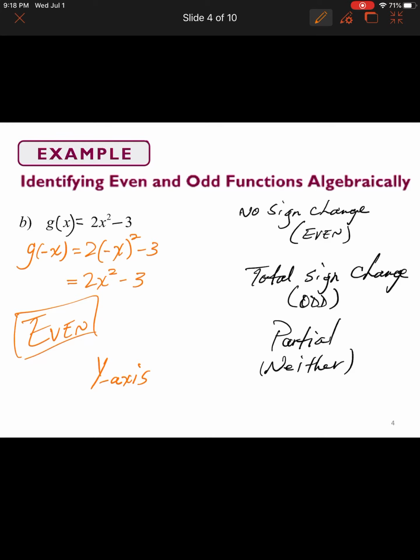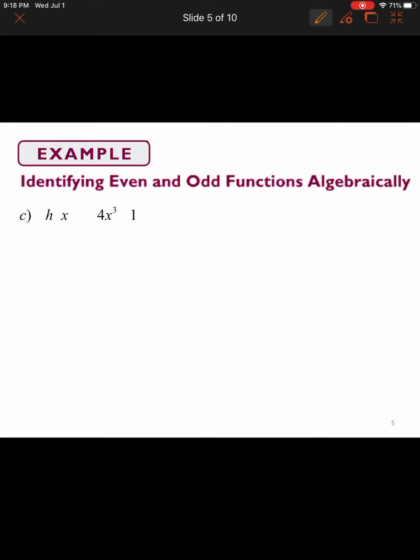Okay. Now, I want y'all to run this test. And when you run this test, it's going to let you know that this is a partial, and that's going to be neither.